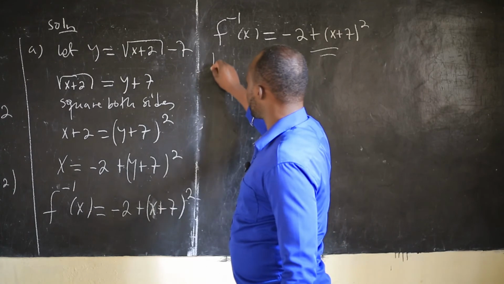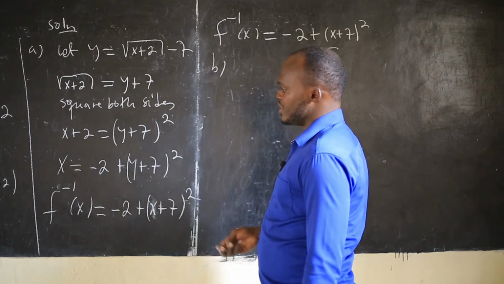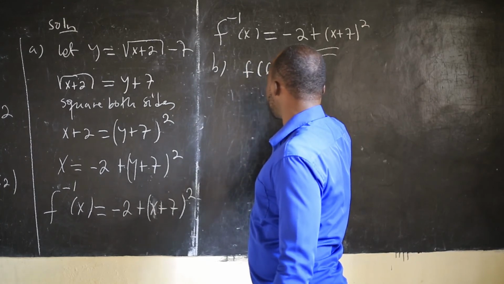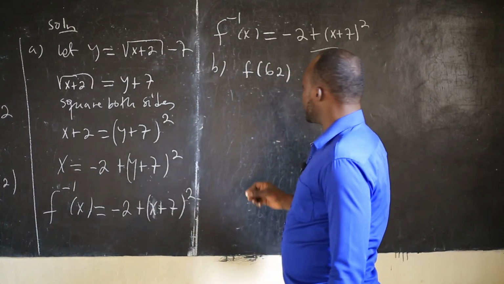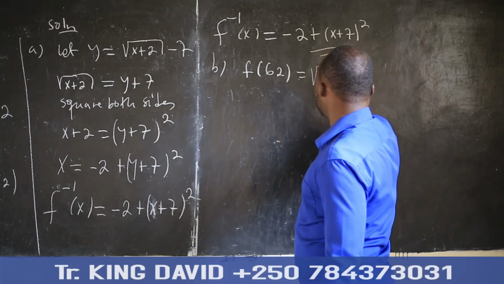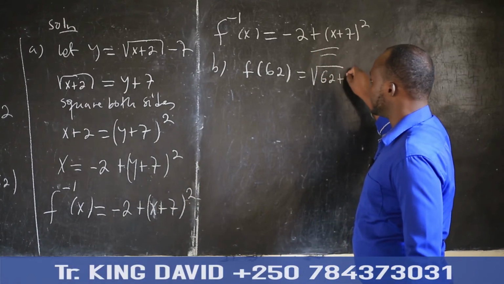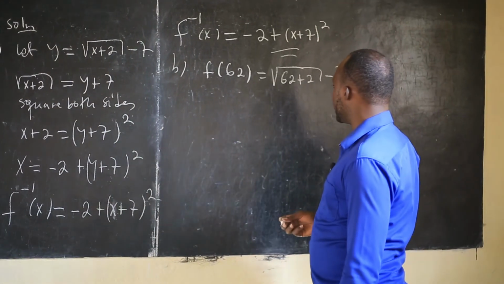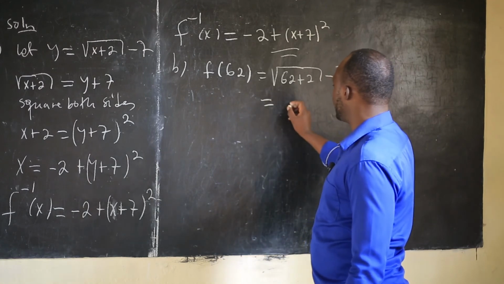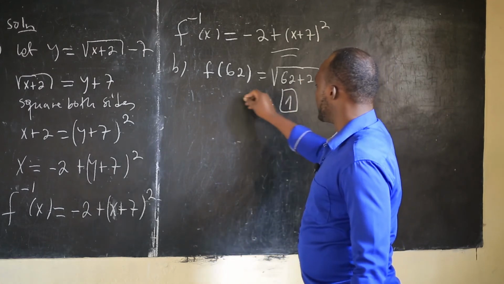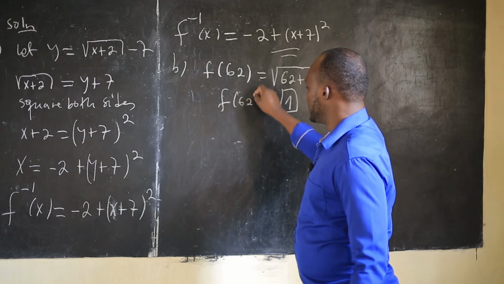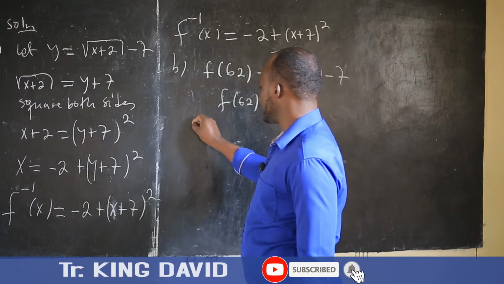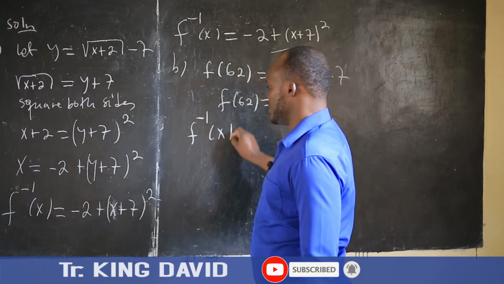B, it is saying solve the equation inverse of x equal to f of 62. Let's first find f of 62. Our f of 62 is root 62 plus 2 minus 7. This is 64. Root 64 is 8. 8 minus 7, that is 1. So now f of 62 equal to 1. And our B is saying that inverse equal to f of 62.